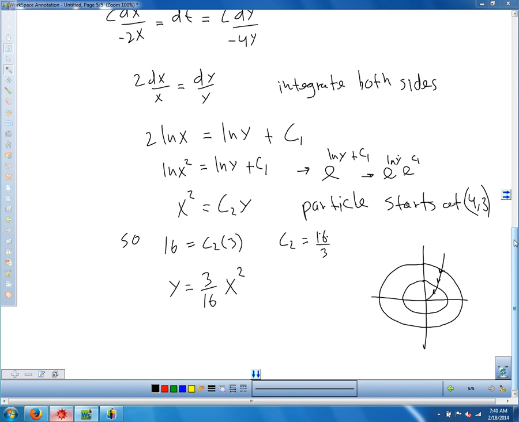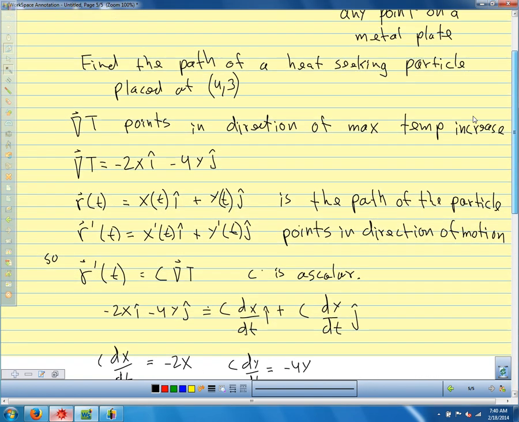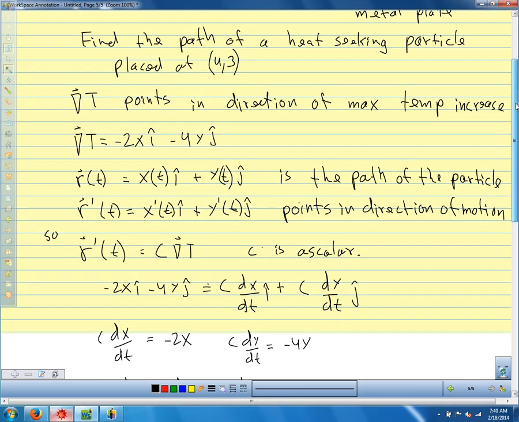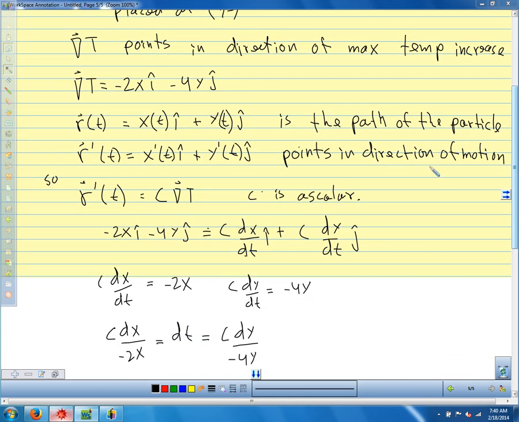So questions on what we did there? The big picture here: our gradient pointed in the direction of maximum temperature increase, the direction of motion, and r prime pointed in the direction of motion as well. So we can equate those two. They're scalar multiples of each other.